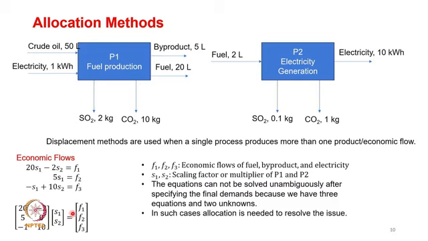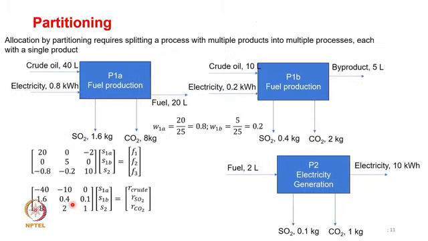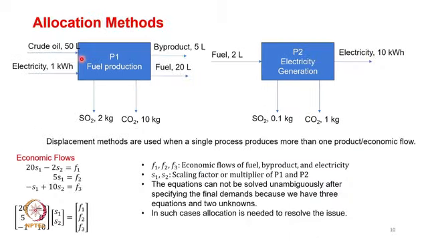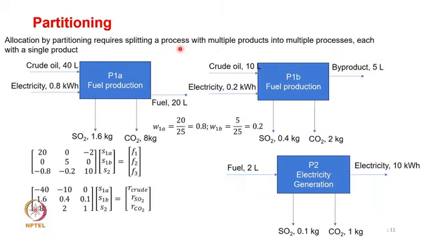Once we fix the allocation, the number of equations and unknowns will be the same. So now let's look at how we allocate or partition. Allocation by partitioning requires splitting the process with multiple products into multiple processes, each with a single product. So we have a multi-product, multi-component production system, which we now split into two processes having individual outputs.